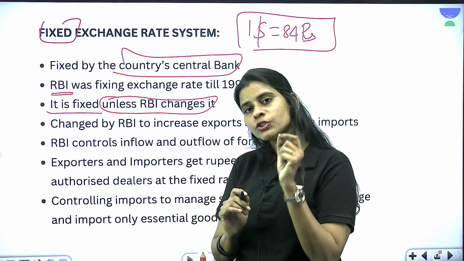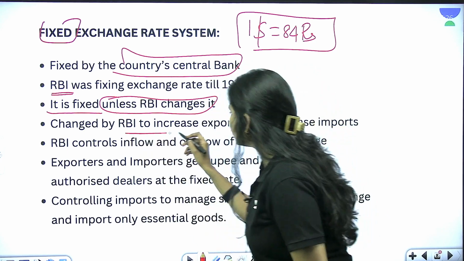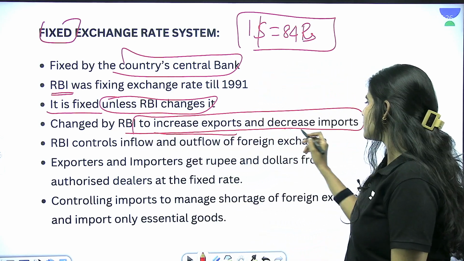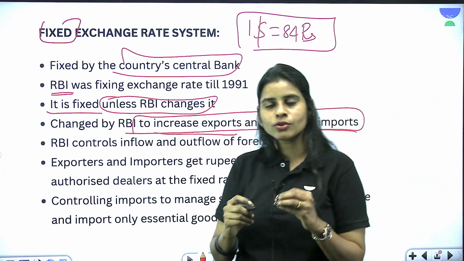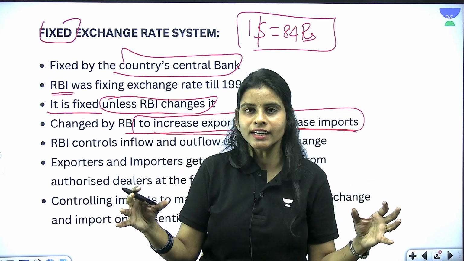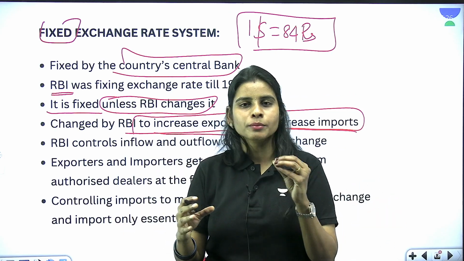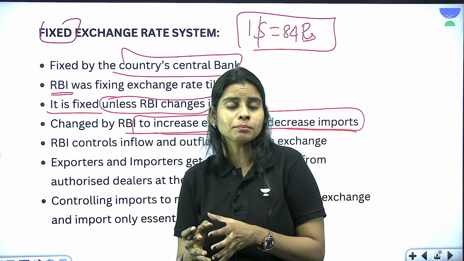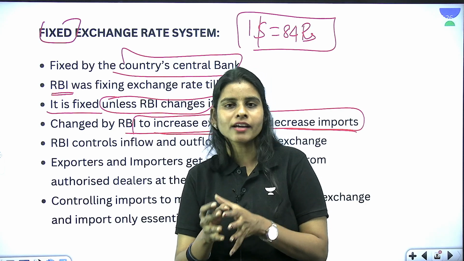And why will RBI change the fixed exchange rate? To facilitate trade, to increase exports and decrease imports. Why is it so? It is because we know that foreign currencies are highly demanded by the importers, because they have to import goods and services. And who supplies these foreign currencies? It is the exporters, right?